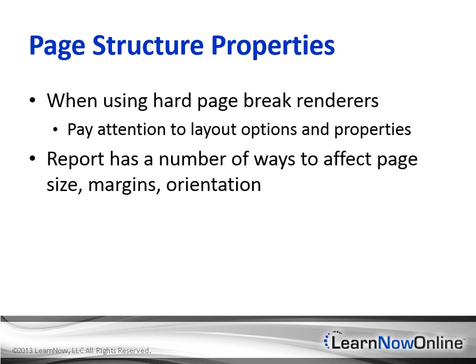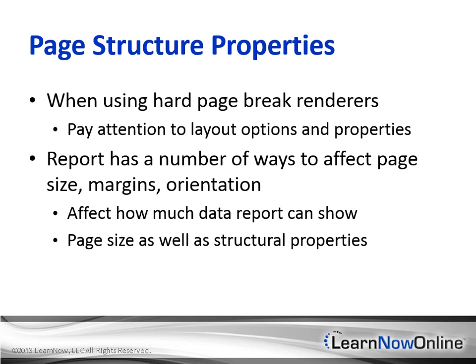A report has a number of properties that you can use to affect the page size, margins, and the report orientation, which is just portrait versus landscape. Collectively, all these properties affect how much data you can include within a report. In other words, how much is going to fit on the page. Besides the height and width properties, normally set to 11 inches and 8.5 inches for the paper size used in the US and some other countries, there are more structural properties that can affect that content. You can also include multiple columns in the overall report, which can affect information density on the page.